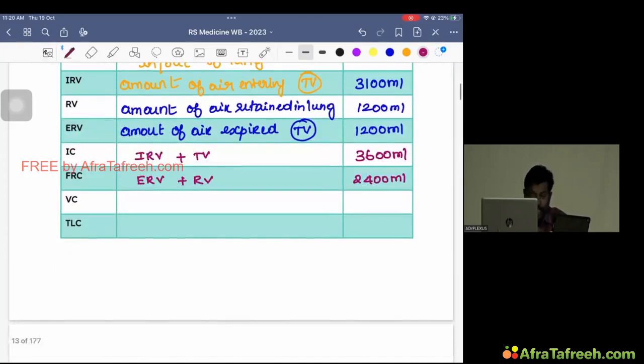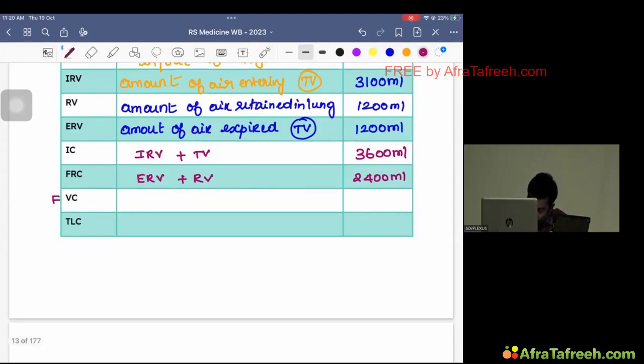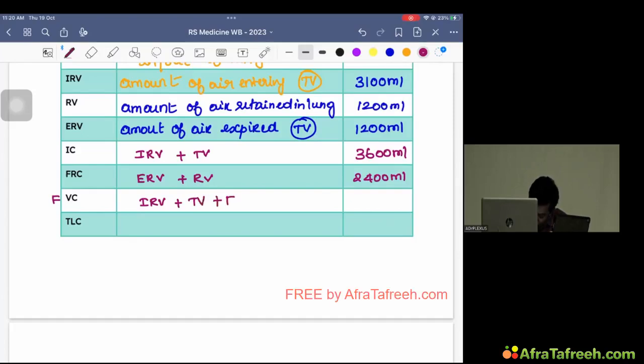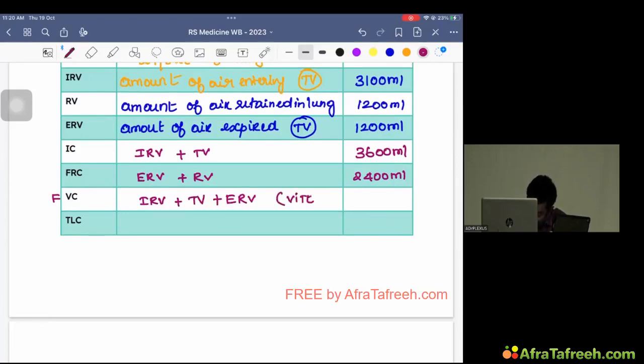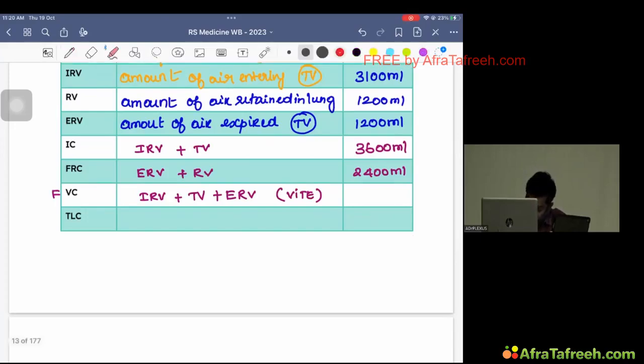Next is vital capacity. This vital capacity is going to tell about the function of the lung, and it is also called functional vital capacity, which is equal to IRV plus tidal volume plus ERV. Vital capacity is equal to inspiratory reserve volume plus tidal volume plus expiratory reserve volume. So this is called FVC, or functional vital capacity.